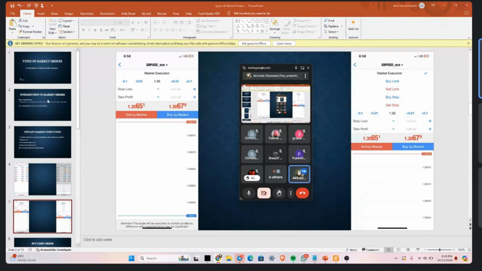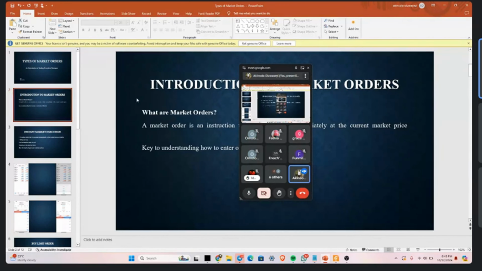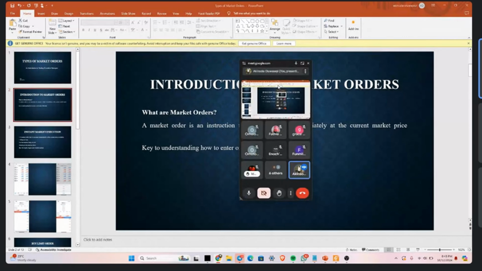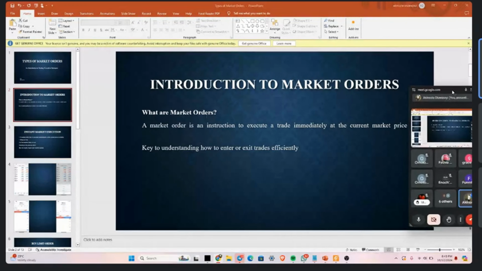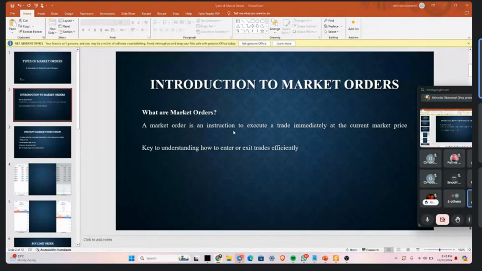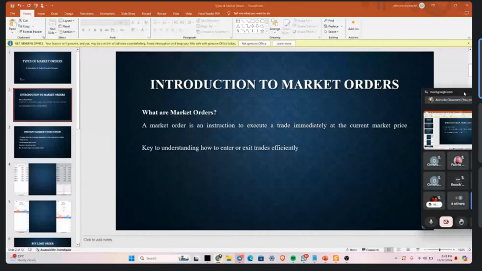All right. So now let's move straight to the introduction of market orders. As I was saying, a market order is an instruction you give to execute a trade immediately at the current market price, or at a particular market price that you have in mind.